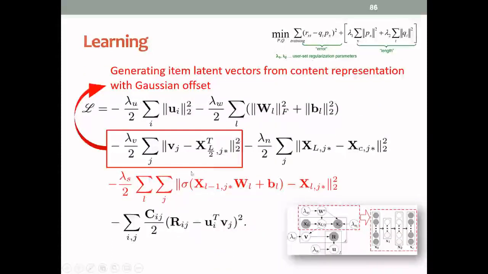And this term corresponds to generating the item latent vectors from the content representation with a Gaussian offset. Remember that in the previous model, we assume that this item latent vector is actually generated from a Gaussian distribution centered at the middle layer representation of the autoencoder, right? So this link corresponds to this term. And this term is basically an L2 loss to encourage this latent item vector to be close enough to the middle layer representation of the SDAE.